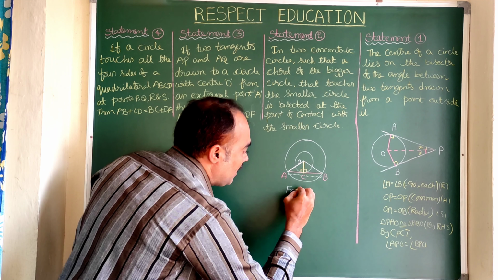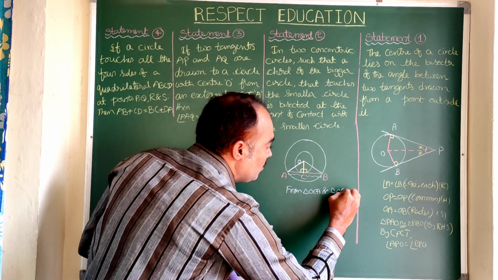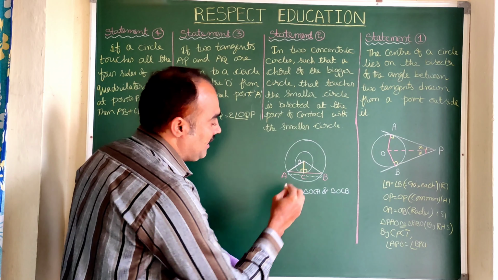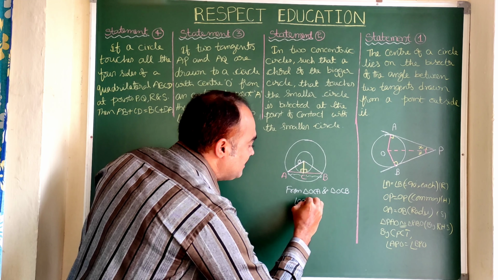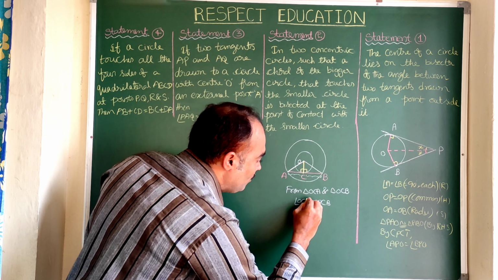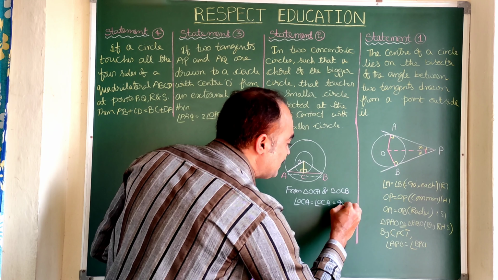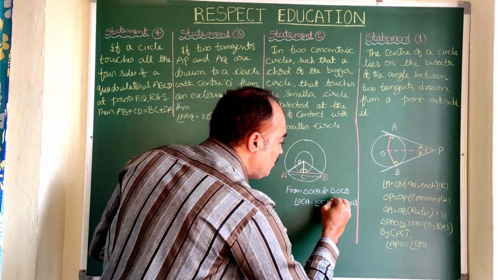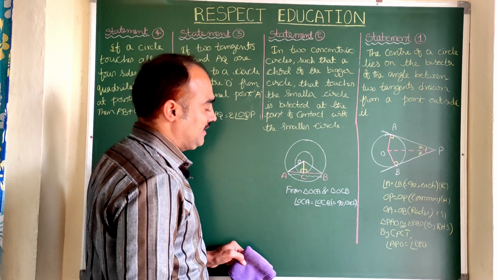So from triangle OCA and triangle OCB, let us write here angle OCA is equal to angle OCB. It is 90 degrees each, because as we know the angle between the radius and the tangent at the point of contact is 90 degrees.